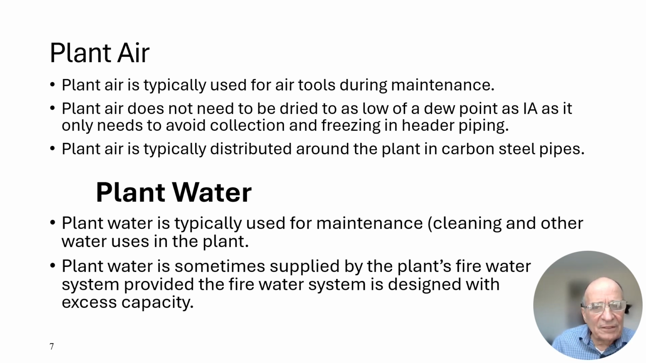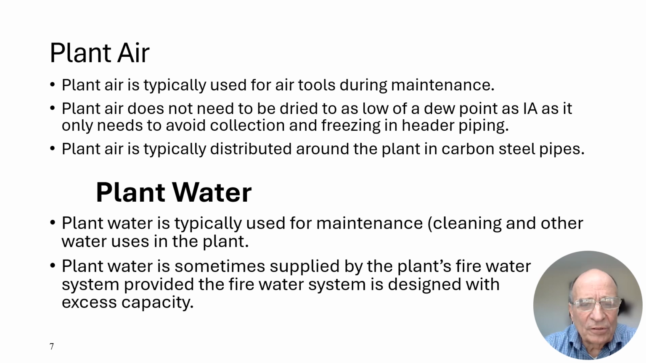Plant air is typically distributed around the plant using carbon steel pipes. You don't have the criticality of being concerned with any small amount of rust particles that might be carried down the plant. At least it's not as critical as with instrument air.